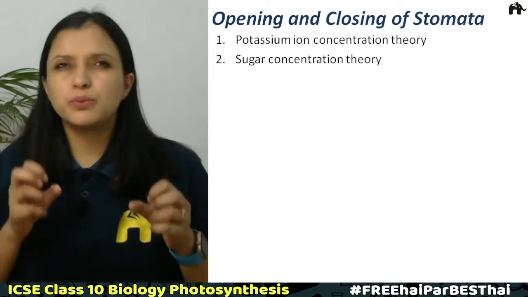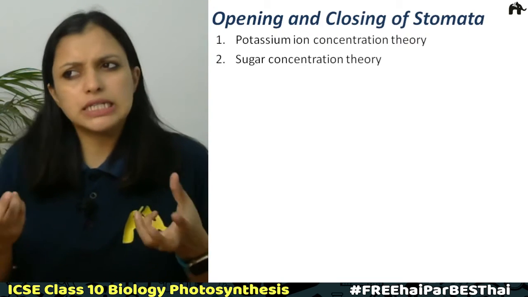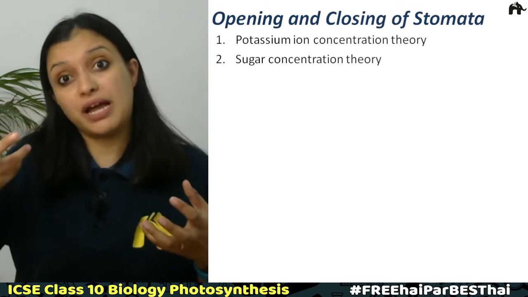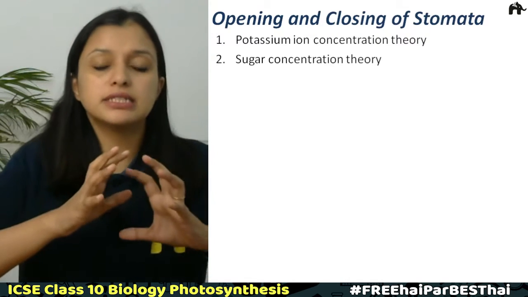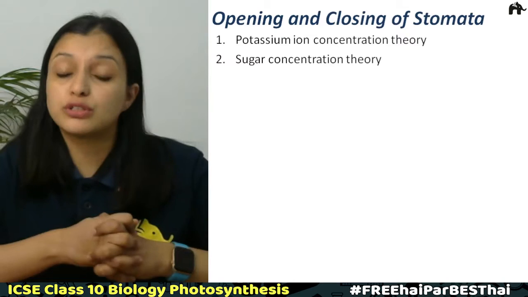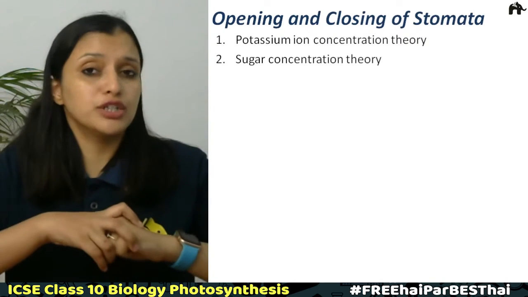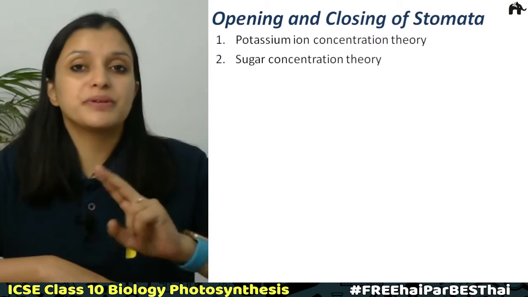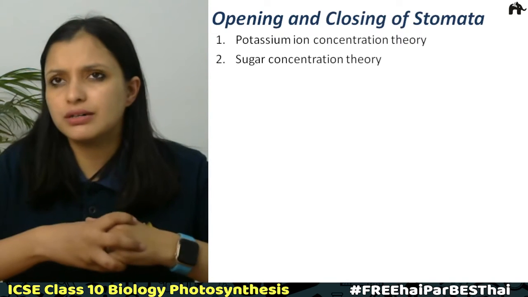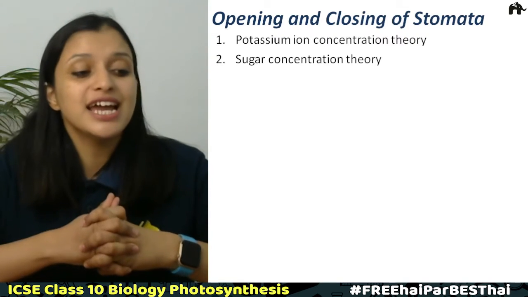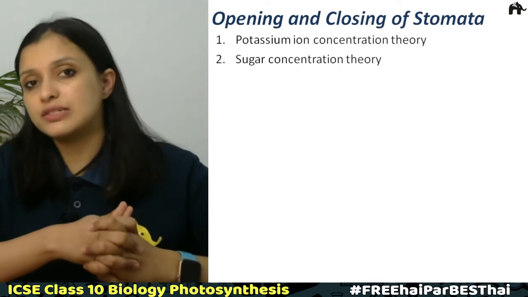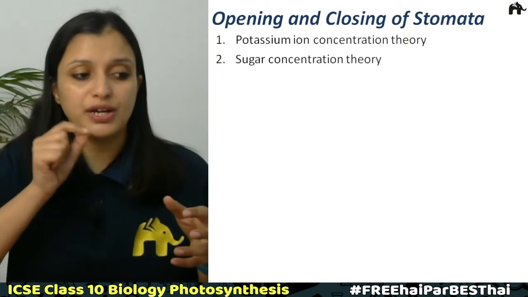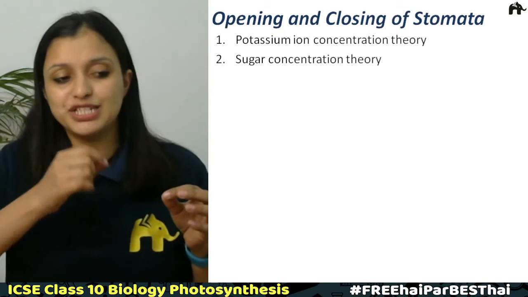So in the previous chapter, we studied that opening and closing of stomata is because of the turgidity of the guard cells, whether the guard cells become turgid or they lose their turgidity. That is the main reason why stomata open or close. But this is not the only case, right? There are basically two theories which decide the opening and closing of stomata. One is the new theory and one is the older version. The new one is potassium ion concentration theory, and the older one is sugar concentration theory. So let's discuss each of them in detail.